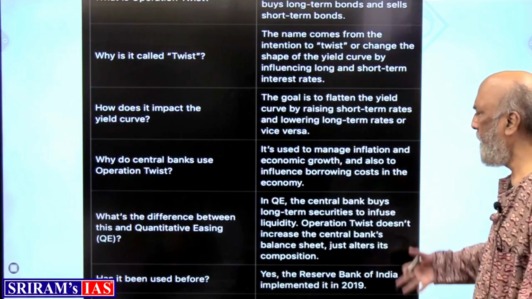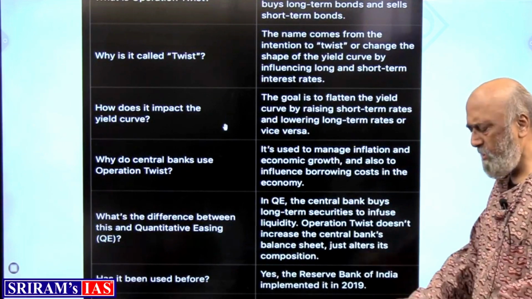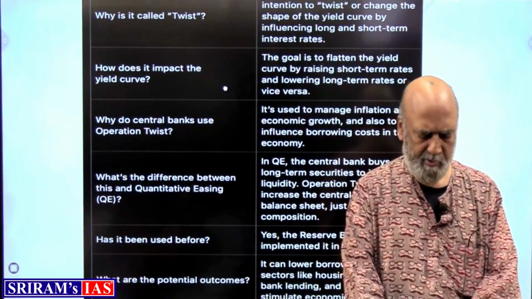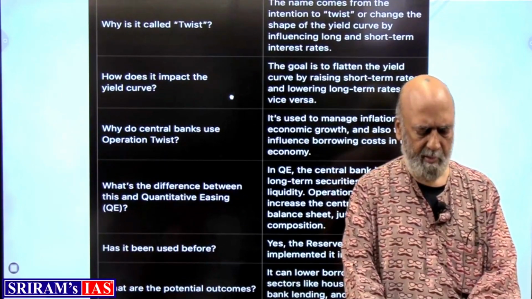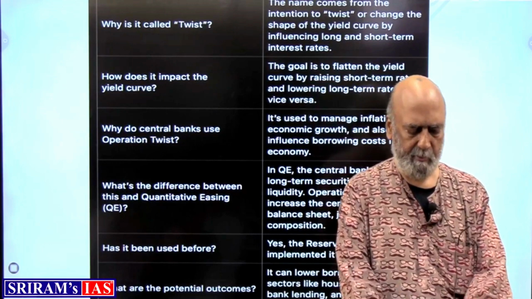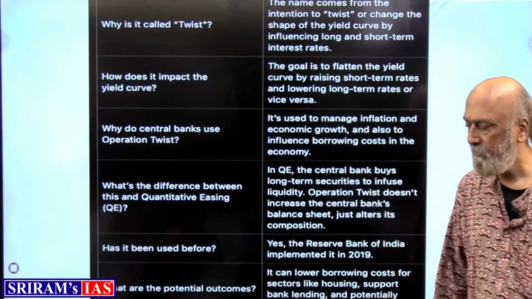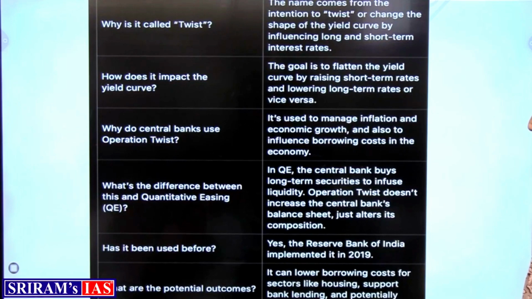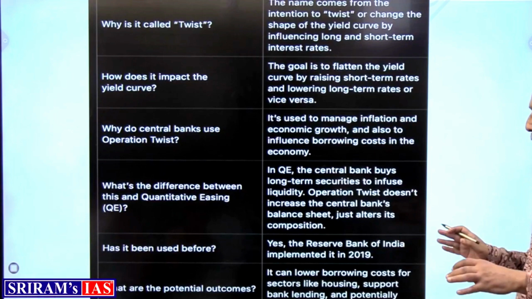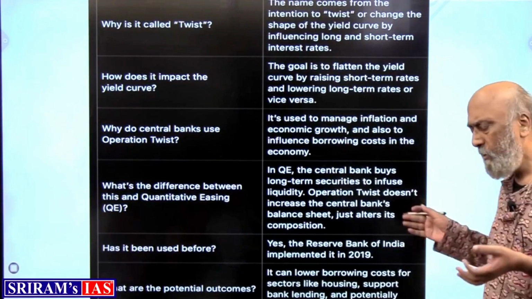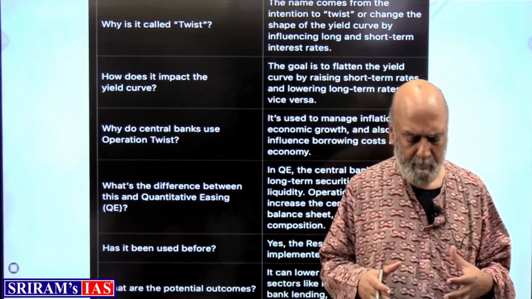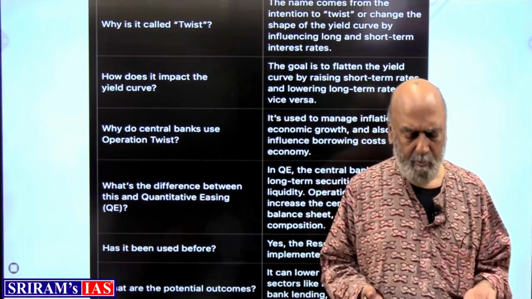All of them are linkable. Twist is change. Short, long. Change it so that shorts yield a little more and longs yield a little less. Change the demand structure, the yield structure. Reserve Bank did it even before COVID struck, but during COVID they did more. Even before COVID struck, our growth was going down, for God's sake. So RBI had to do something about it.